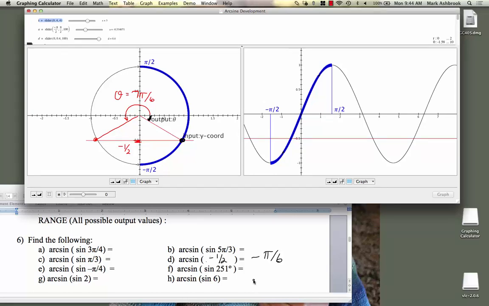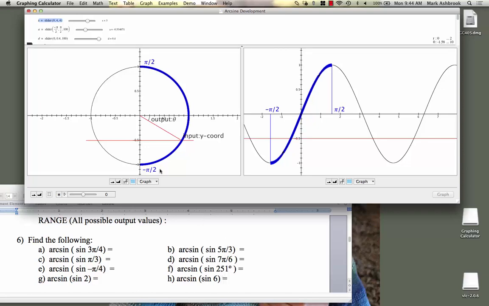Okay. Requests from the last ones there. So let's do some of these harder ones here. Sine of 6. Let's do this. How about this one? Arcsine of sine of 251.